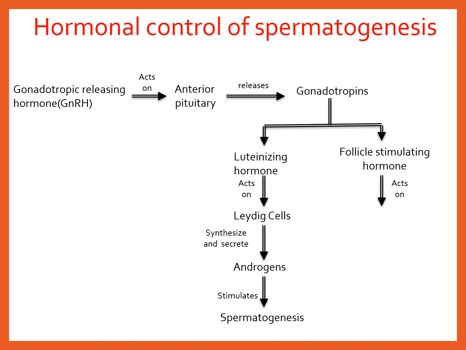Now coming to follicle stimulating hormone, this acts on the Sertoli cells. Sertoli cells are the nurse cells. It secretes factors which help in spermiogenesis. What is spermiogenesis? That is formation of the spermatozoa.